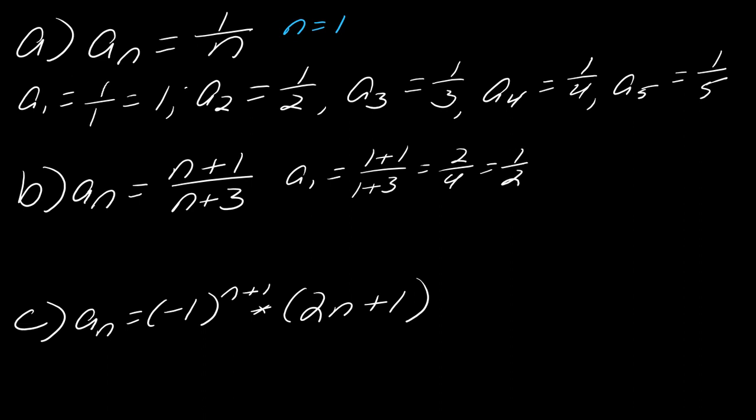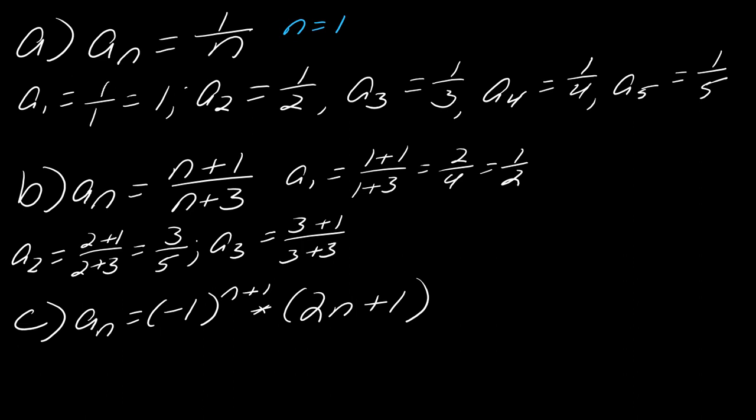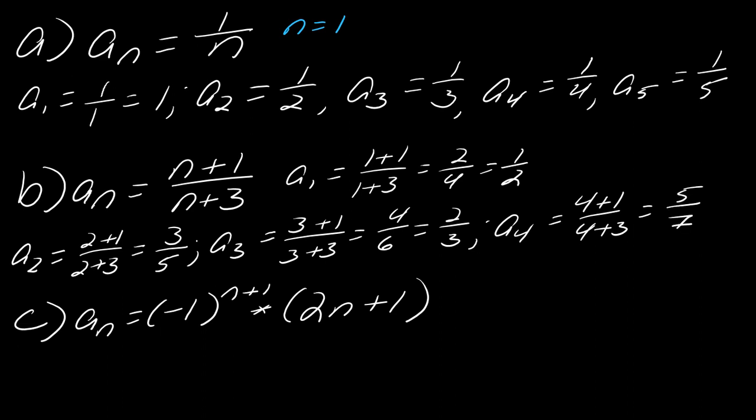Okay. So what's going to be a sub 2? A sub 2, second term, I'm going to plug in 2 plus 1 over 2 plus 3. So what does that become? That becomes 3 over 5. What is a sub 3? I'm going to take 3 plus 1 over 3 plus 3. That comes out to 4 over 6, so that can simplify to 2/3. The fourth term, a sub 4, is 4 plus 1 over 4 plus 3, so that's 5 over 7.